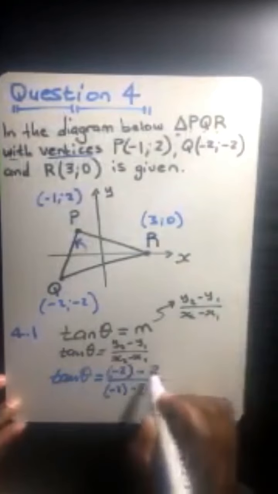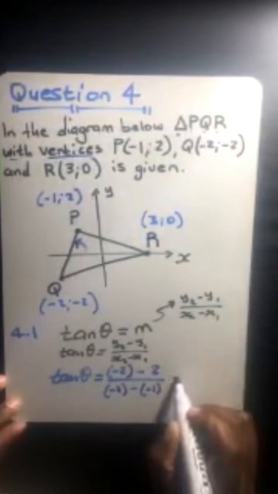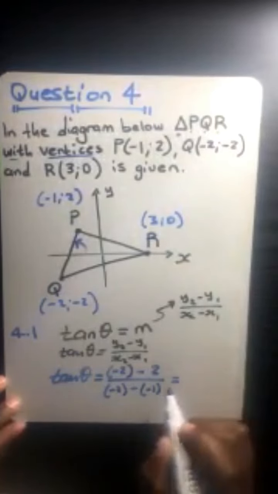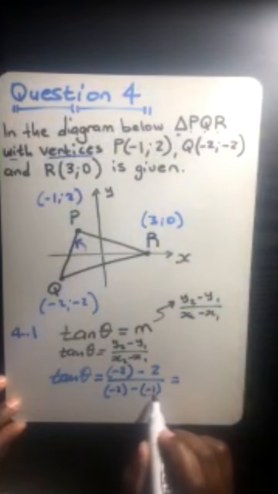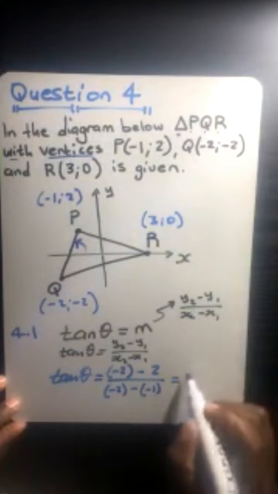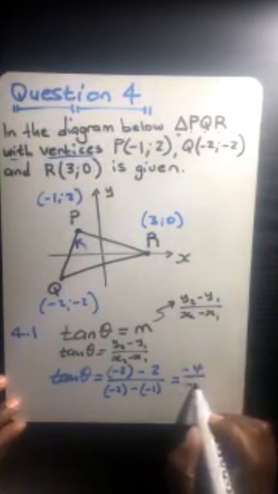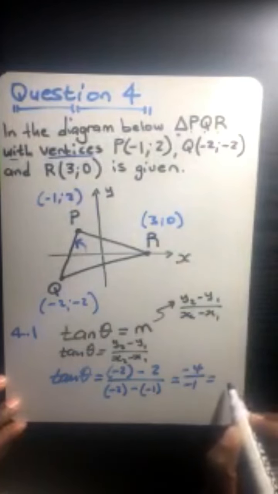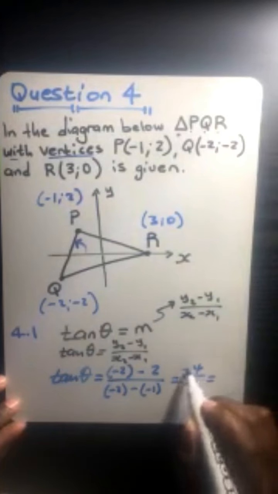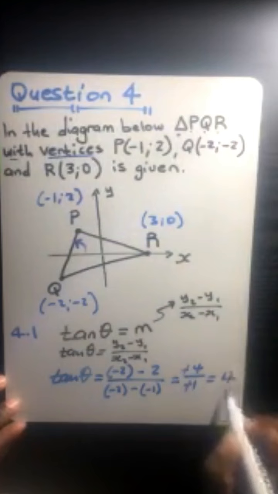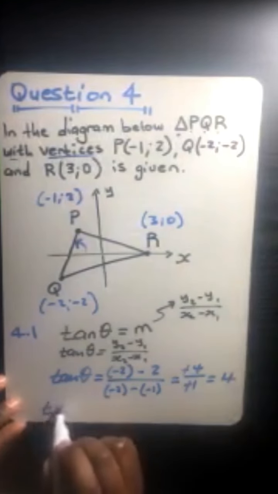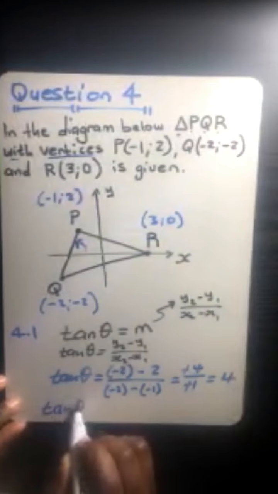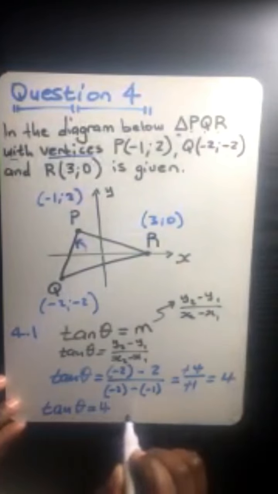So what is this when you punch it on a calculator, guys? I think you're going to get -4. This is going to be -1. So it's more like you've got -4 over -1. It's going to cancel, and then you end up having 4 over there. So it's more like you have tan of the angle being equal to 4.